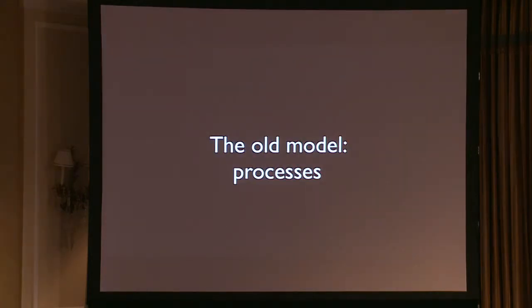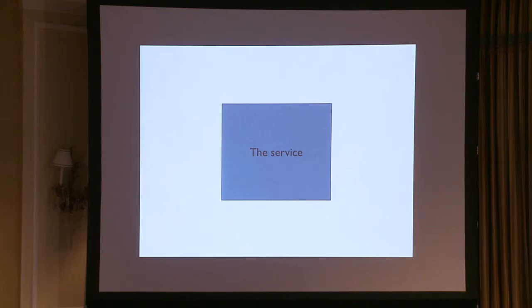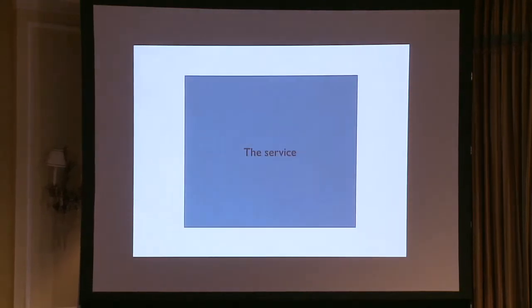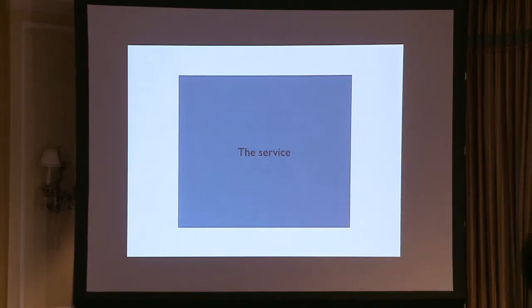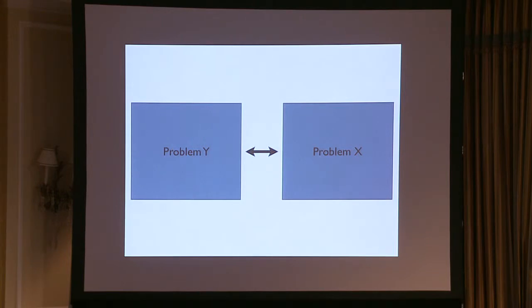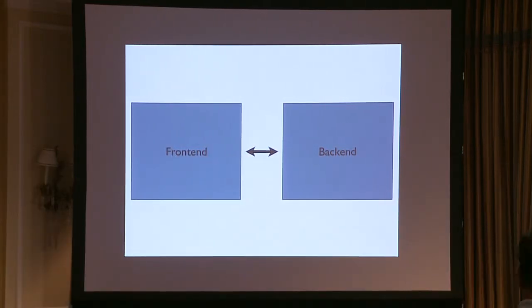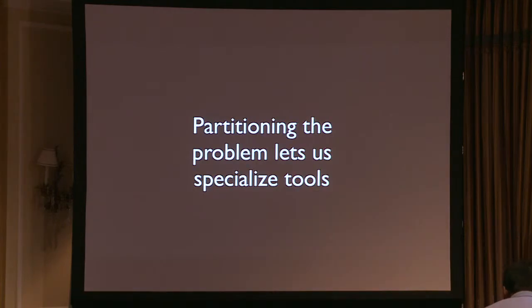So the old model was processes, right? At the most basic level, when you're building something, you've got that basic service, and you pick the language for whatever problem you're trying to solve. And as the service grows, you realize that you're actually solving more than one problem, generally. And so if you can divide that problem, then you can better pick your tools. So for example, we do this a lot with front-end and back-end, right? Your back-end may be in Java or C or C++, and your front-end might be in Ruby or Node or Python. The key idea here is that partitioning the problem lets us specialize our tools.